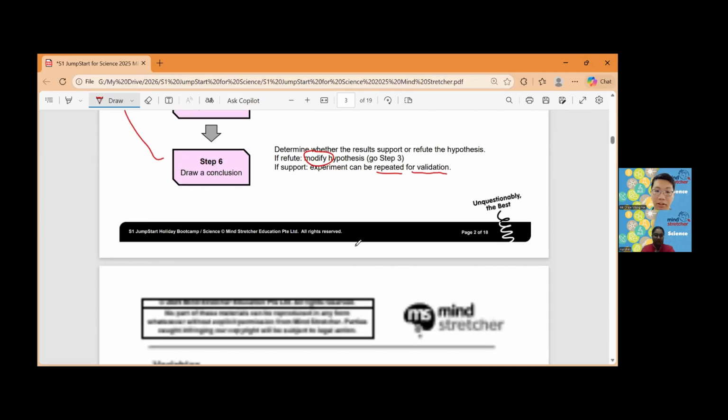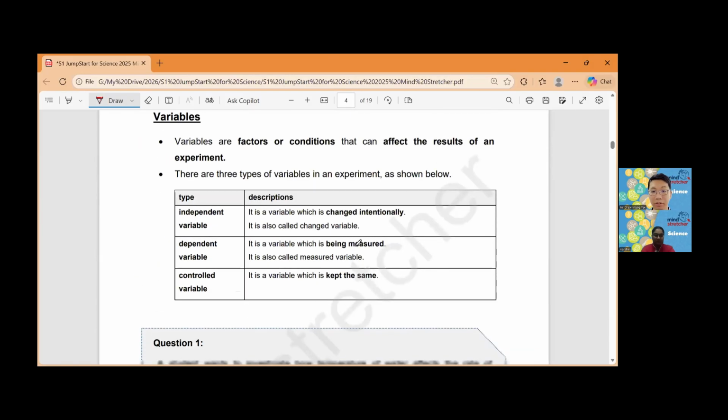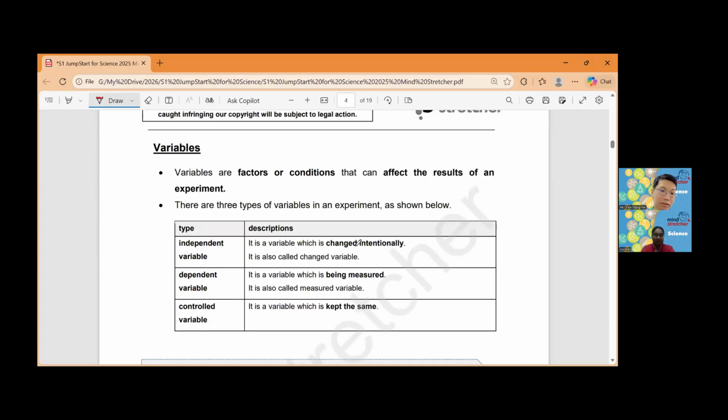All right. Now, let me talk about the variables. Variables you are very familiar with. Just that when it comes to secondary level, we no longer call them the changed variable and the measured variable. I mean they are still correct, just that independent variable and dependent variable are more commonly used in secondary level. So be familiar with these two other terms.